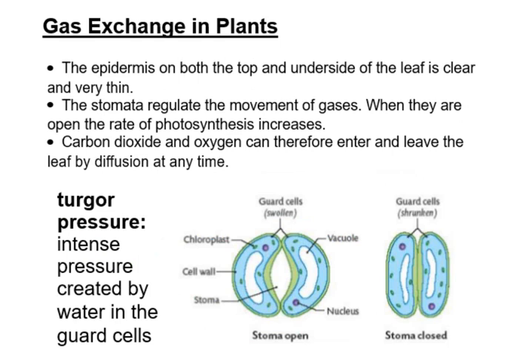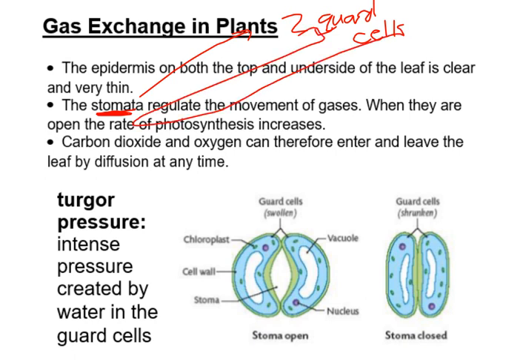So the word we use is stomata. A stomata is when you have two guard cells. And the stomata, oops, stop drawing.